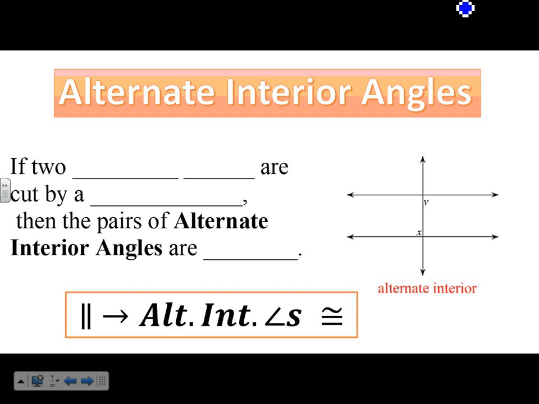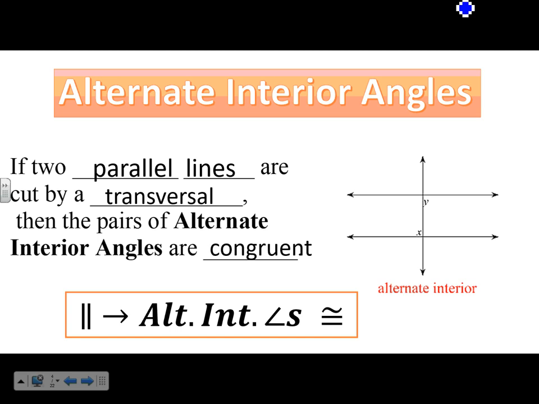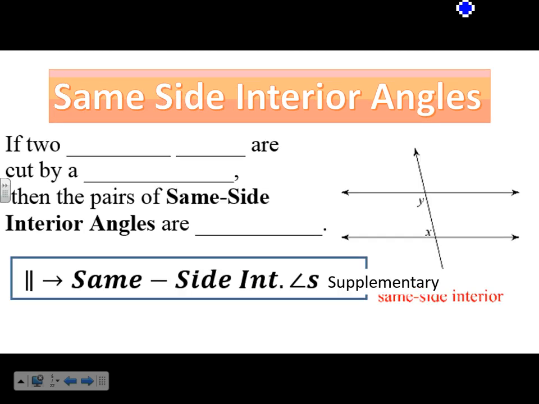Alternate interior angles. Make sure you're pausing this video because I'm going to go through these fairly quickly, just writing stuff down. So if two parallel lines are cut by a transversal, then alternate interior angles are congruent. Same side interior. If two parallel lines are cut by a transversal, then the pairs of same side interior angles are not congruent.